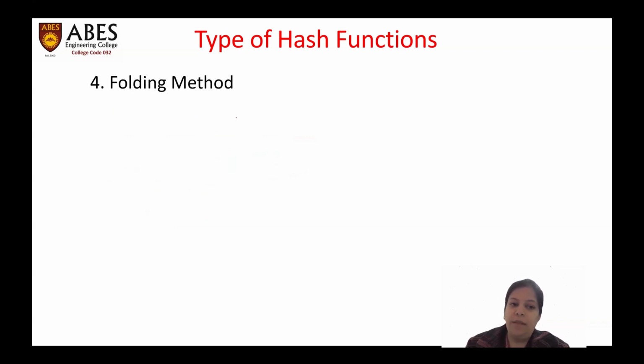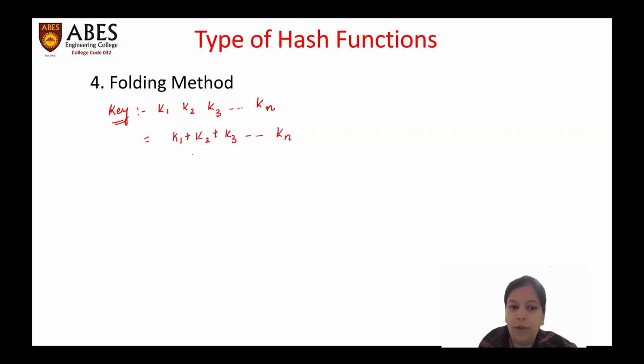Now, coming to the next method, called the folding method. In this case, we have to divide the input key into various parts. Suppose I divide the key into parts K1, K2, K3 up to Kn. Then we have to add up these parts, K1, K2, K3 up to Kn, and then take the modulo of this value with the table size.